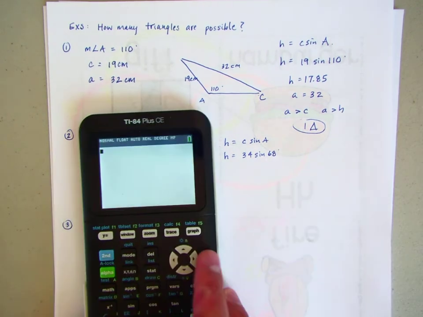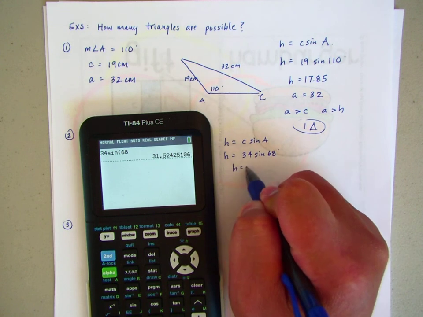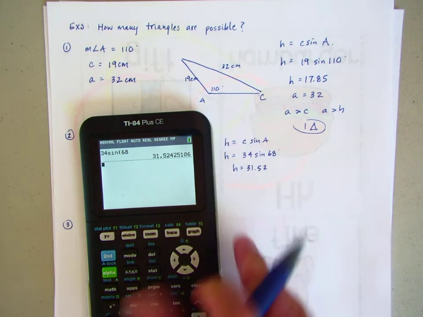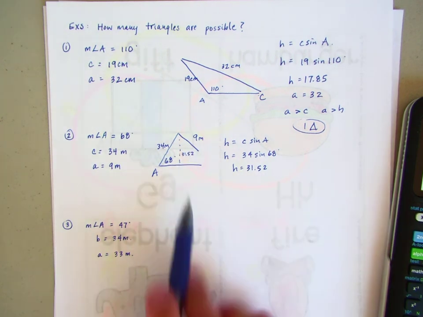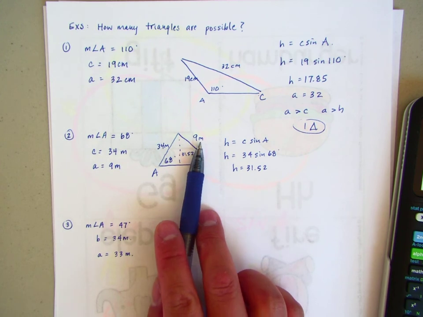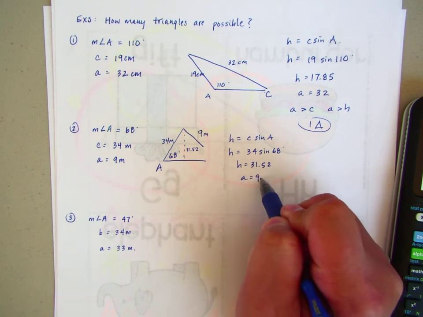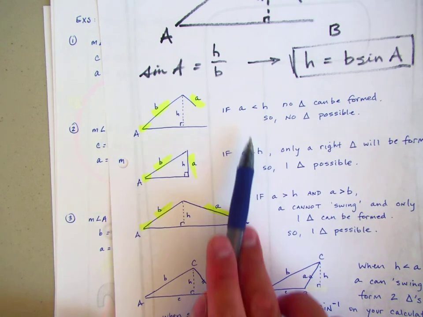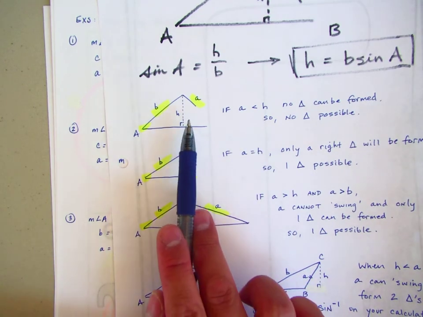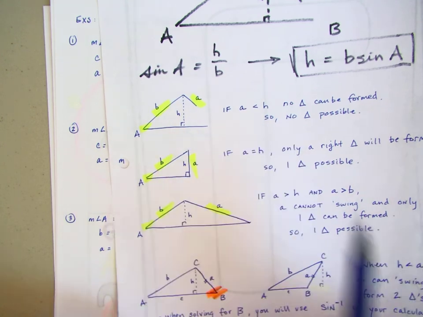34 sine of 68. Okay, H equals 31.52. So if I think of this here as 31.52, we have the case where A is less than H, right? A was 9 meters. So what happens when A is less than H? Well, if A is less than H, just like this picture here, it won't close, no triangle can be formed, so there's no triangle possible.